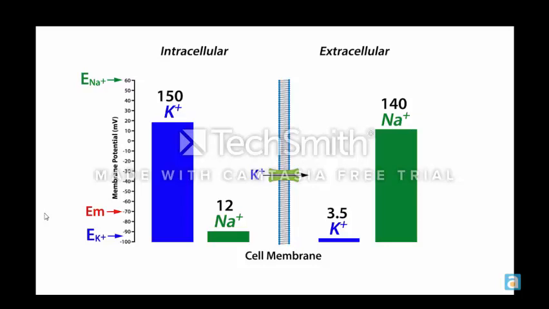Now, because the cell is mostly permeable to potassium ions, changes in intracellular and extracellular potassium ion concentration will have a more profound effect on the resting membrane potential than changes in sodium ion concentration. For example, increasing the extracellular potassium concentration from 3.5 to 8 milliequivalents per liter causes the resting membrane potential to become less negative. In other words, it shifts from minus 70 millivolts to approximately minus 50 millivolts, while the potassium equilibrium potential shifts an equivalent amount, from minus 95 to minus 75 millivolts.